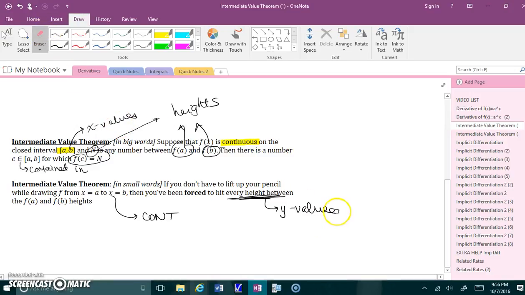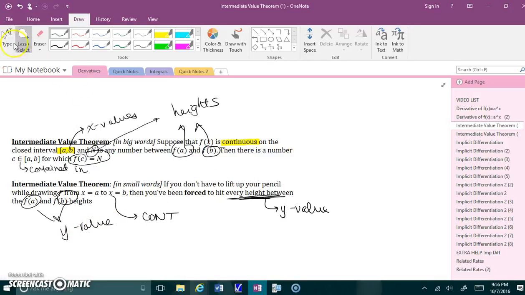Every height or y value in between the f of a and f of b heights. Because remember, f of a and f of b are heights themselves, they're y values. All right, so let's do a picture here because visuals help a lot with math. Before I switch slides, make sure you've copied everything down and pause it if necessary.